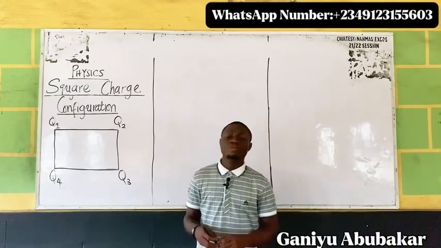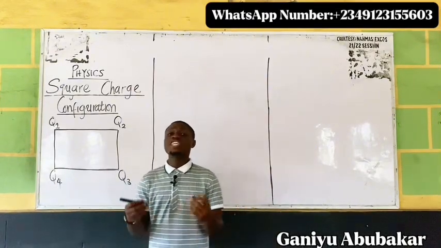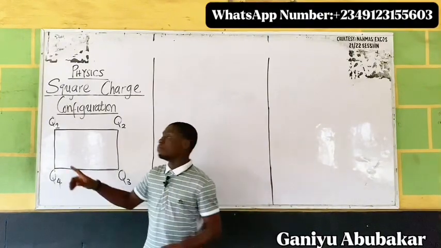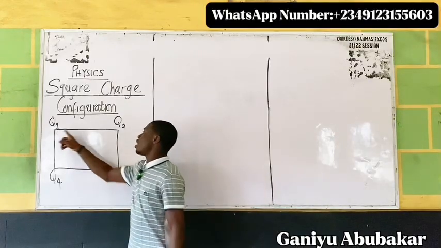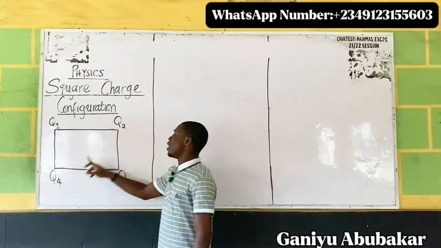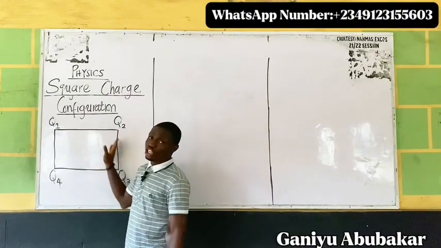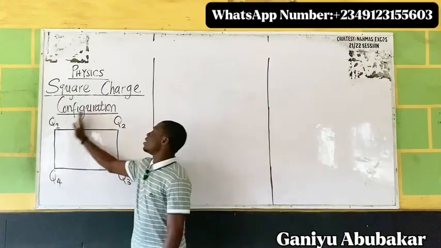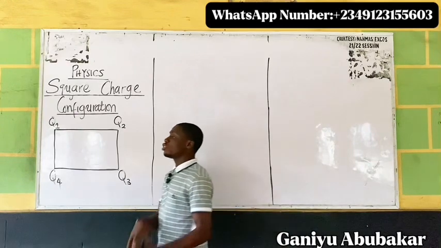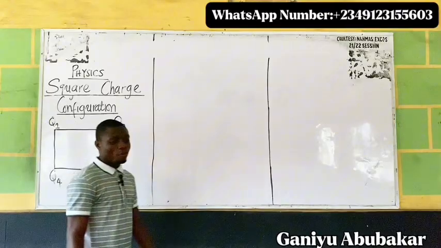By definition, a square charge configuration involves the arrangement of charges at the corners of a square, as shown below. Assuming this is a square, at each corner of the square, observe that charges are placed at each corner, as you can see. So this is referred to as a square charge configuration. For a square charge configuration, charges are placed at the corners of the square.